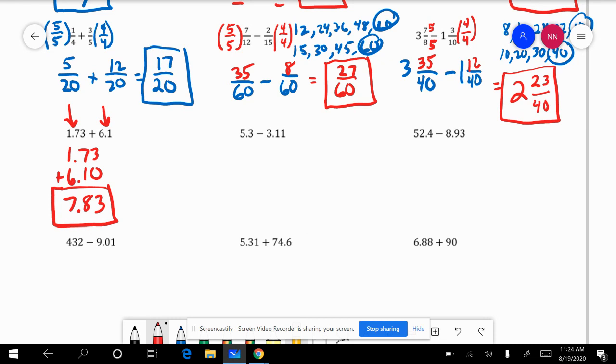Looking at the second one, I have 5.3. I'm going to minus 3.11. Notice I'm lining up the decimals. I'm going to add a 0 as a placeholder. And when I subtract them, I'm going to have to borrow. So this becomes a 10 and the 3 becomes a 2. 10 minus 1 is 9. 2 minus 1 is 1. 5 minus 3 is 2. So we have 2.19.